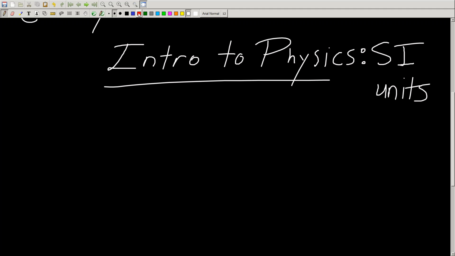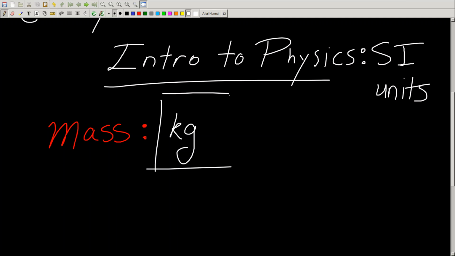So let's do this in red. Okay, so mass. Mass's units are in kilograms typically. So you might see a question, and the first thing you have to do is make sure the units for mass are in kilograms.